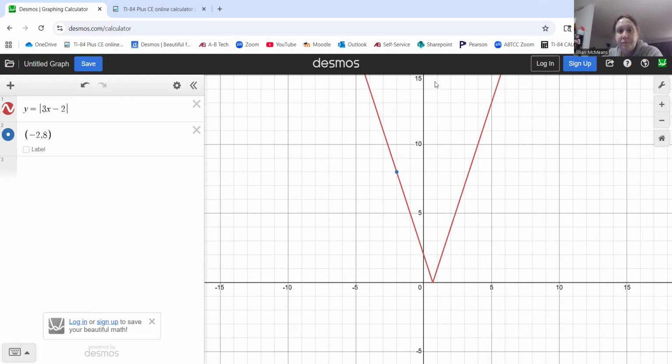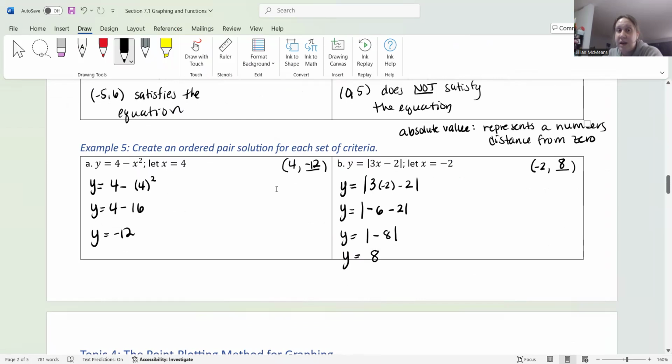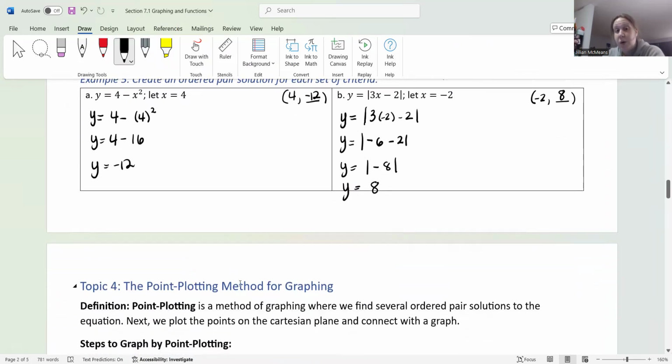Okay? So be prepared to do both: be able to take an equation and check an ordered pair, or be able to take an equation with a condition on the ordered pair, like one of the two coordinates, and find the other coordinate so that you are for sure getting a solution to the equation. All right. So next up, we're going to look at the point plotting method for graphing. Now that we kind of understand what an equation in two variables is, next we're going to learn how to graph them by hand.